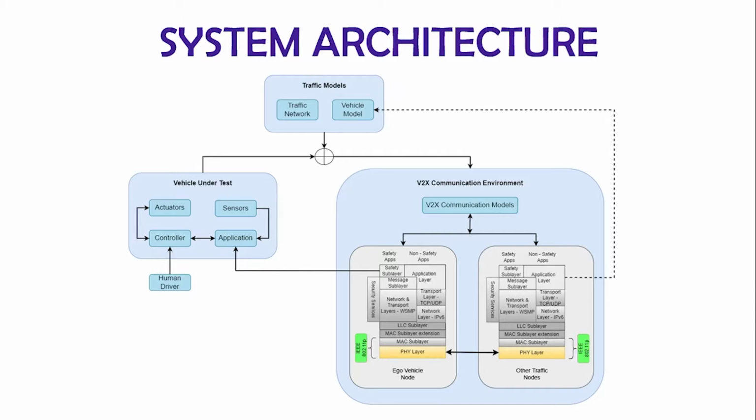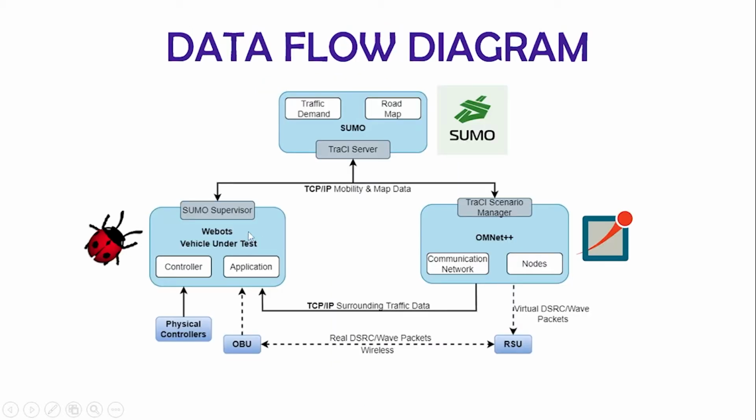After combining the VUT with the traffic environment, it is integrated into the communication environment to allow communication among the simulated vehicular nodes. Then the V2S messages received by the application layer of the node representing the VUT inside the communication environment are transmitted back to the VUT. It is controlled according to the data that is received from the communication environment. This is the data flow of our simulation environment.